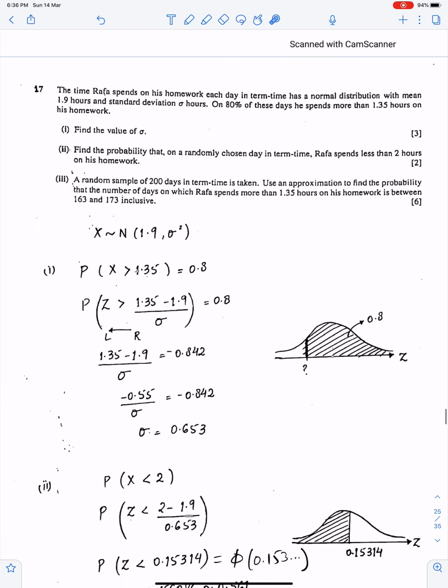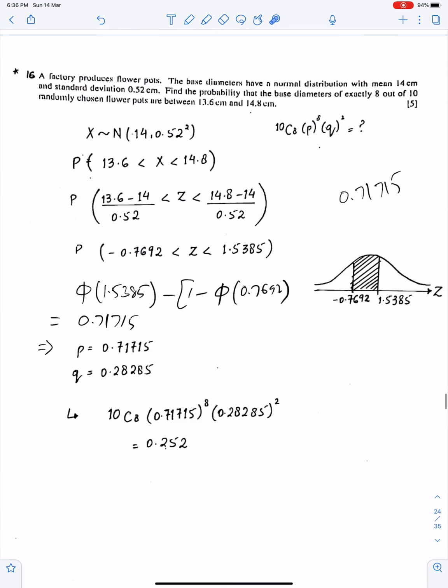I'm leaving this question because I guess it is simple. You just need to understand. This is a simple question. This is not approximation. A factory produces flower pots. The base diameters have a normal distribution with mean 14 and standard deviation this. Find the probability that base diameters of exactly 8 out of 10 are between this and this.